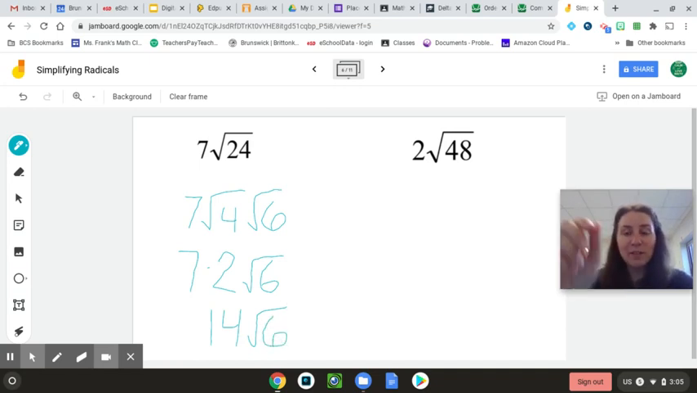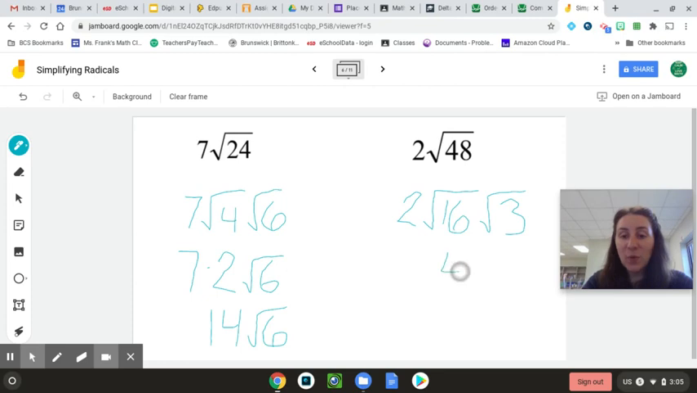And then the last one, 2 radical 48. The biggest perfect square that goes into 48 is 16. Right? Radical 16 times radical 3 would give you 48. Take the square root of your perfect square. Square root of 16 is 4. Bring down your radical 3. Bring down your 2. And again, please don't leave that as 24. That's really 2 times 4. 2 times 4 is 8 radical 3.